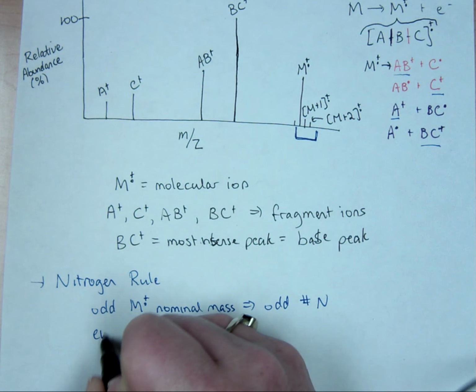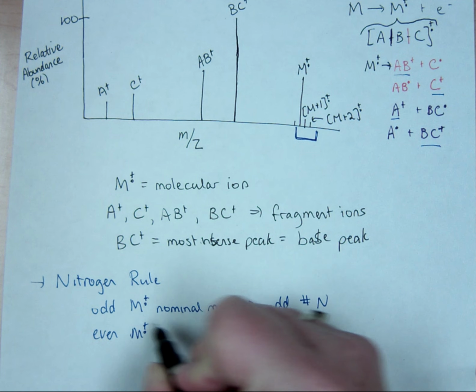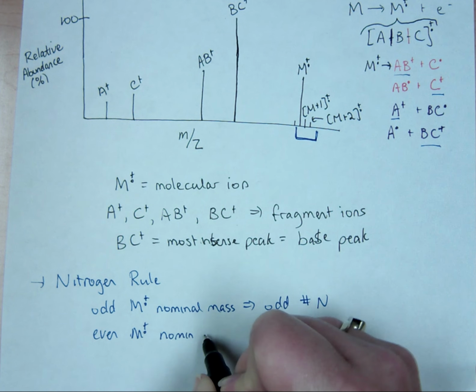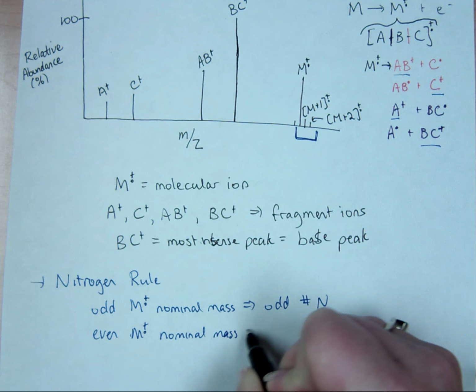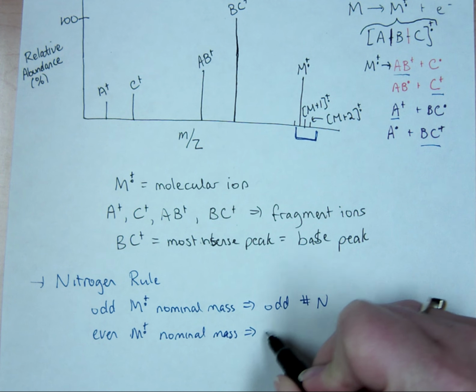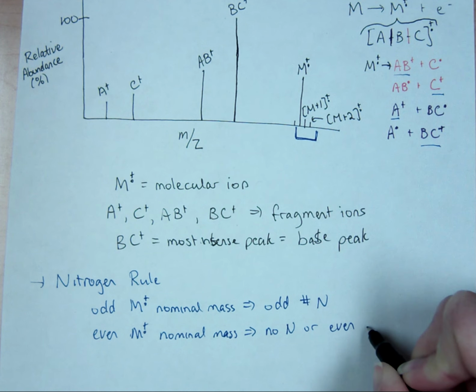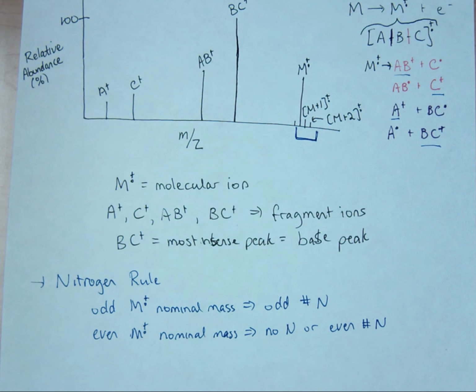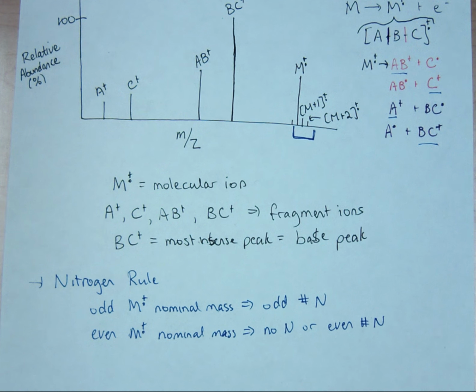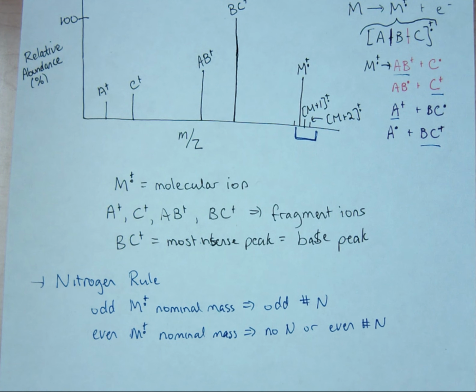If you have an even molecular ion nominal mass, that means you have either no nitrogen or an even number of nitrogen. So you could have 0, 2, 4, 6, 8, we're not sure. But again, we know we either have none of them or we have an even number. So that's a quick piece of information that we can get just from looking at the nominal mass of the molecular ion.